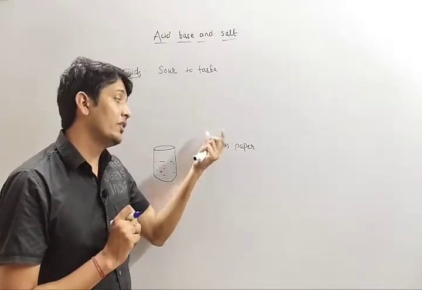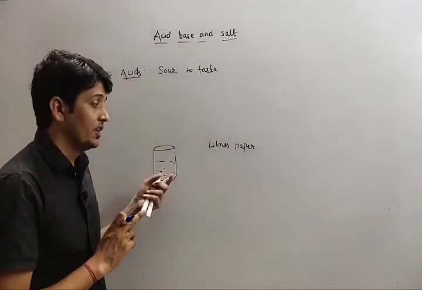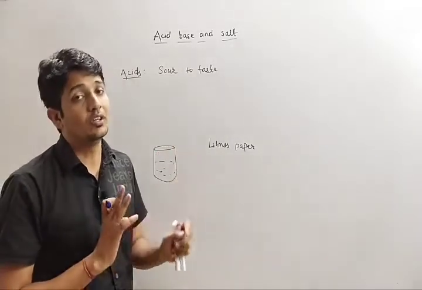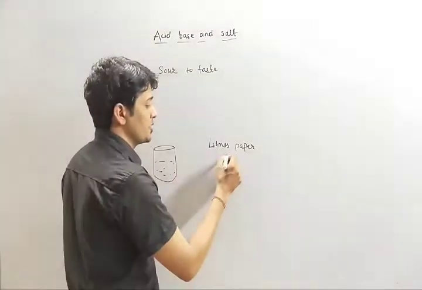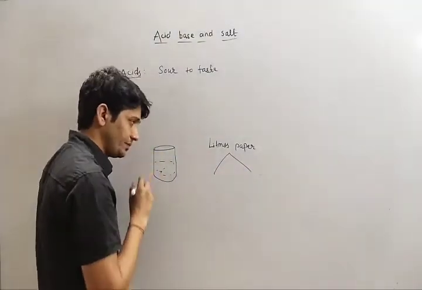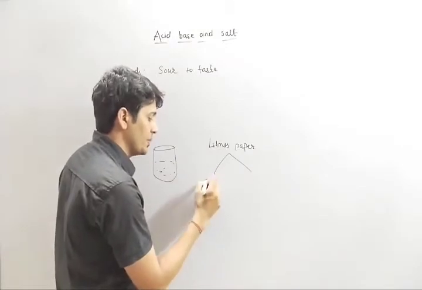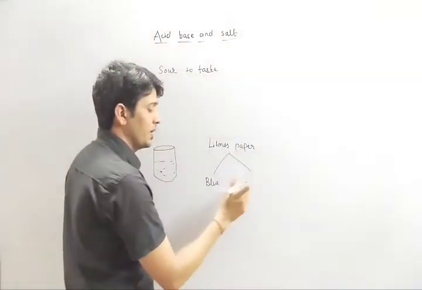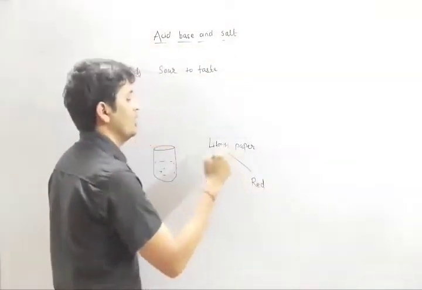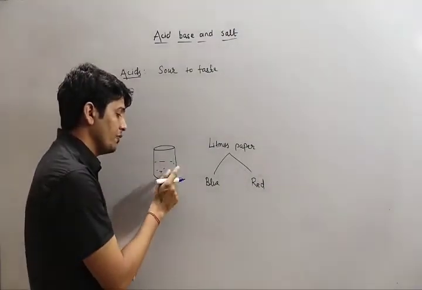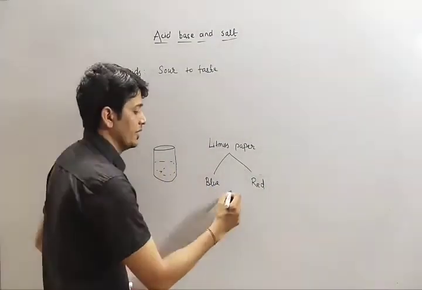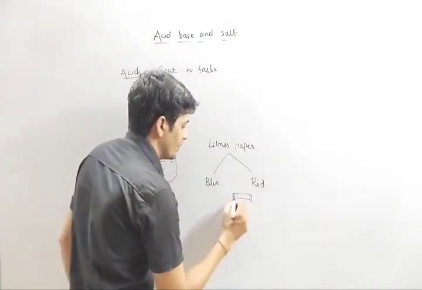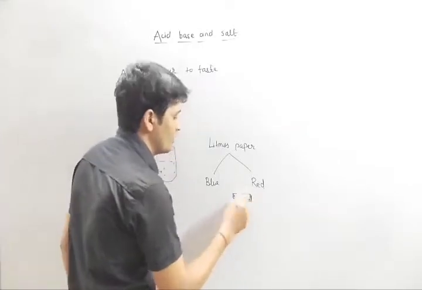When those papers are dipped in the given solution, they change color according to whether it is an acid, base or salt. We have two types of litmus paper. The first litmus paper is blue colored, so we call it blue litmus paper, and the other is red litmus paper. This is the strip of litmus paper.